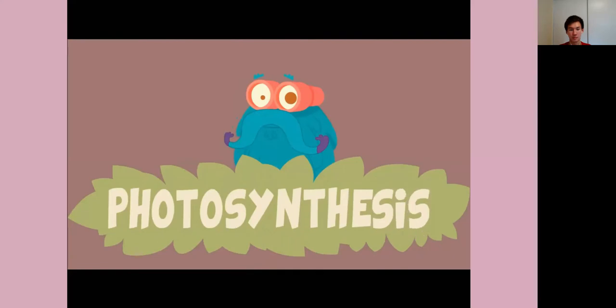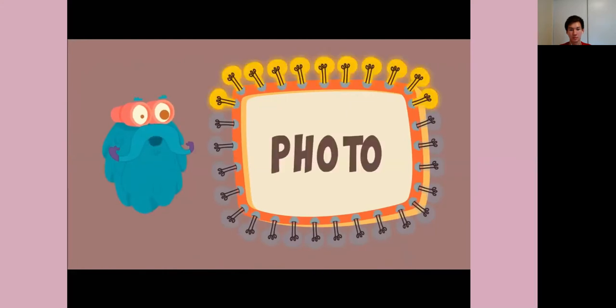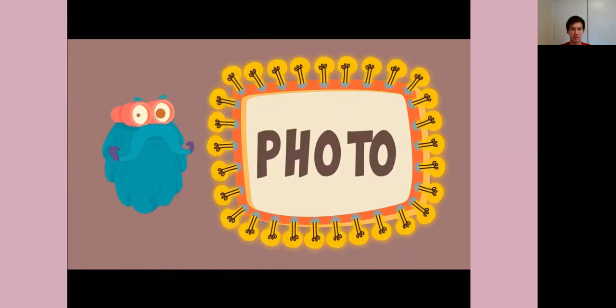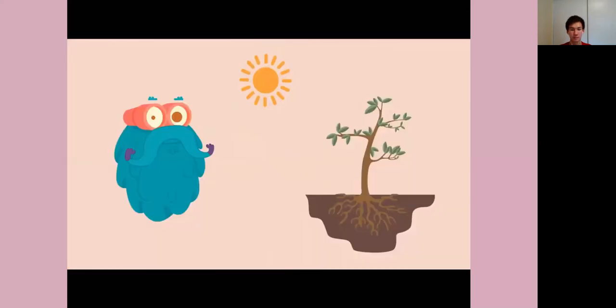Photosynthesis. Doesn't that sound like a big word? Well, don't be bogged down by it. I'll tell you what it means. Photo is a Greek word for light, and synthesis is a Greek word for putting together. Now, it's simple. Photosynthesis is using light to put things together.